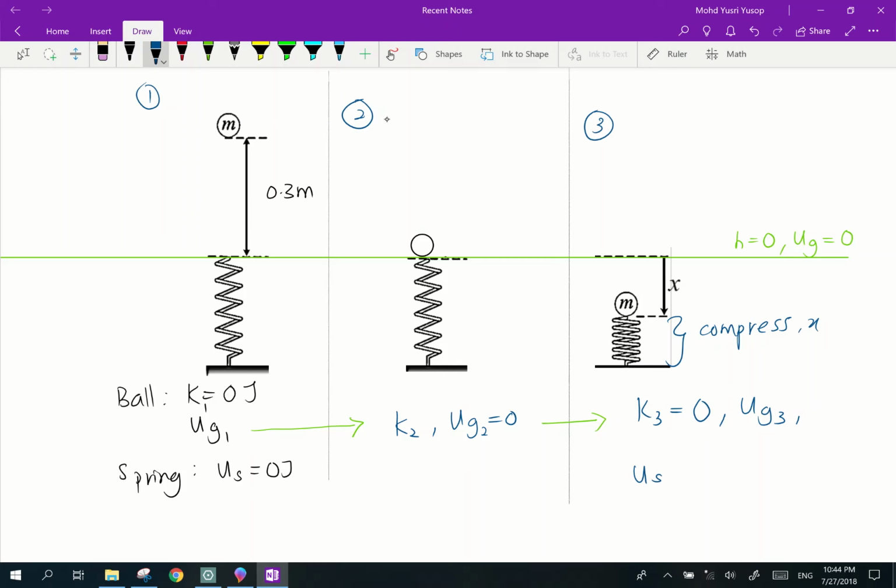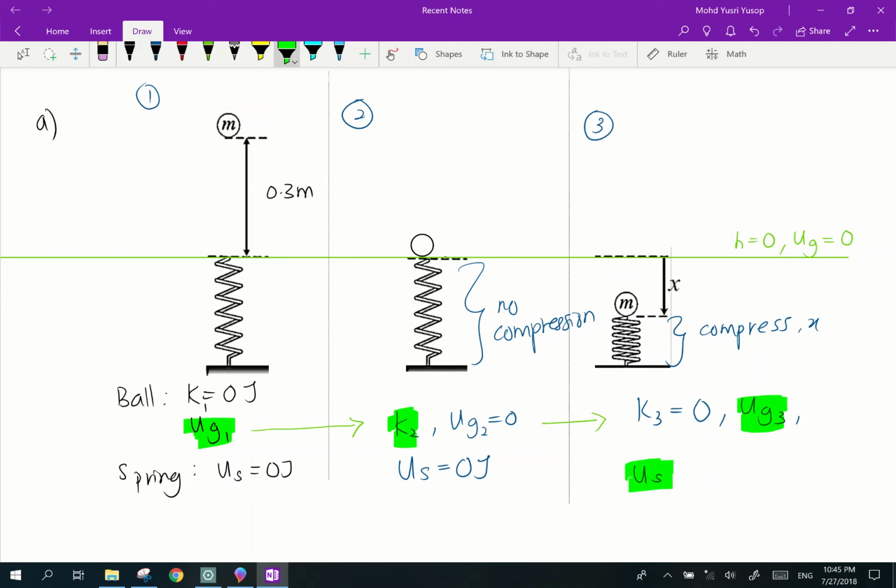So, again, pada kes yang kedua, spring masih lagi belum compress. Saya tertinggal benda ni. Okay, so no compression. So, pada point ini, elastic potential energy of the spring masih lagi 0. So, itu menjawab soalan A. Sebenarnya, gravitational potential energy is converted into kinetic energy. And that kinetic energy is converted into gravitational potential energy and elastic potential energy. So, that's for question A.